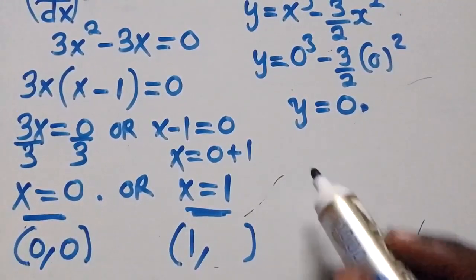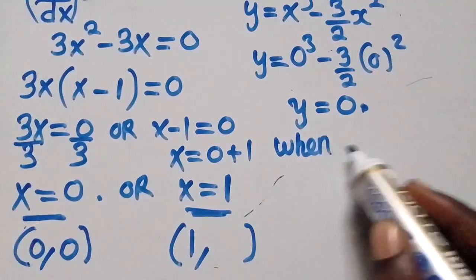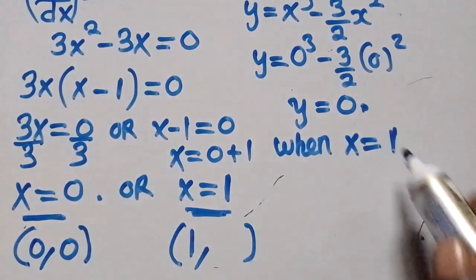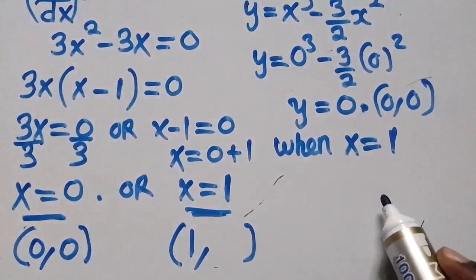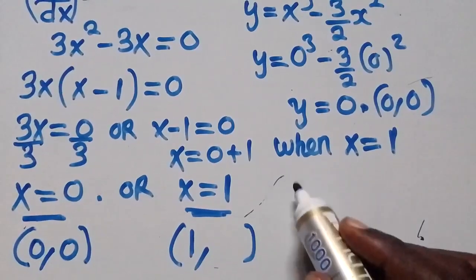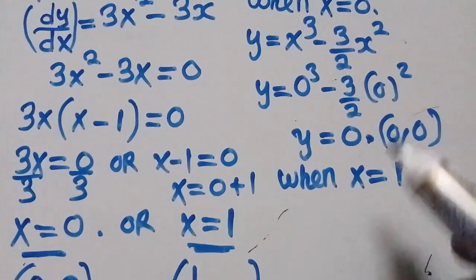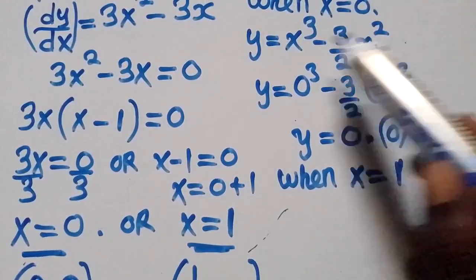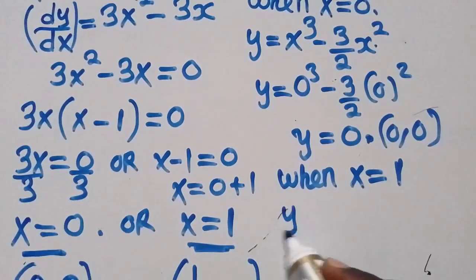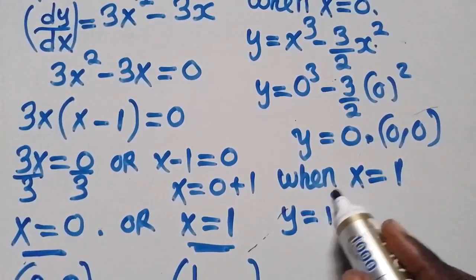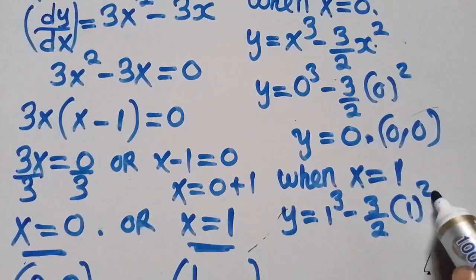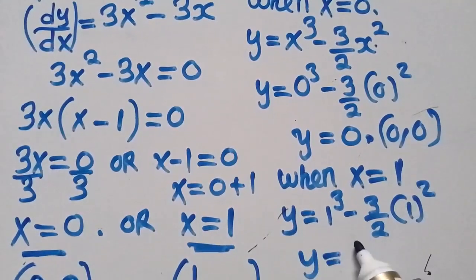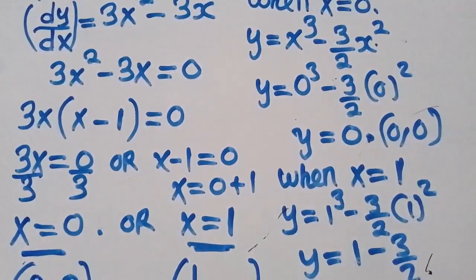You go to this one. You say when x is 1. Here you found the coordinate 0, 0. So if x is 1, you use the original equation. That's the original equation, where there is x, put 1. So y is equal to 1 cubed minus 3 over 2 times 1 squared, which is equal to 1 cubed is 1, minus 3 over 2. This is what you are going to have.